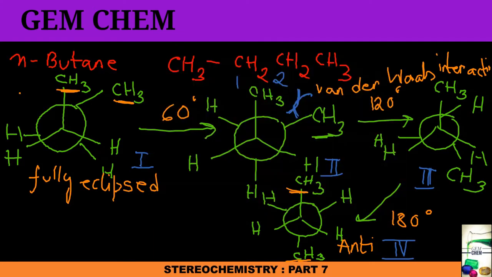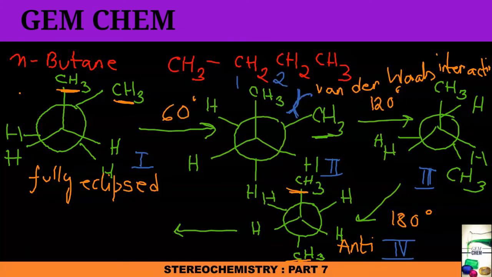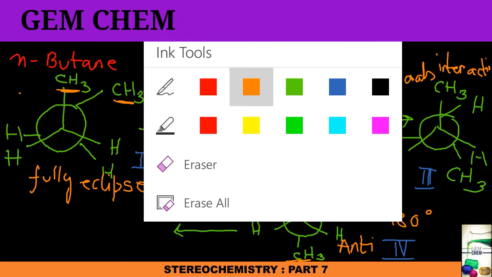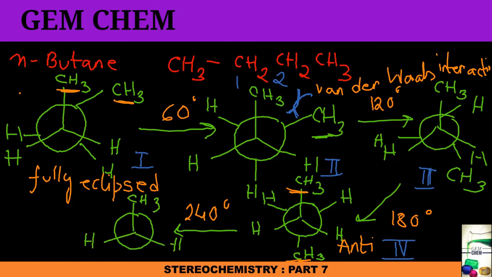Then we further rotate it by a total of 240 degree. Now what we get is this one. Here it is CH3, hydrogen, hydrogen, here comes our CH3, here comes our hydrogen, and here comes our hydrogen, and this is our number 5.